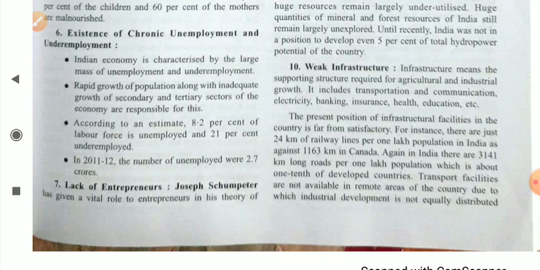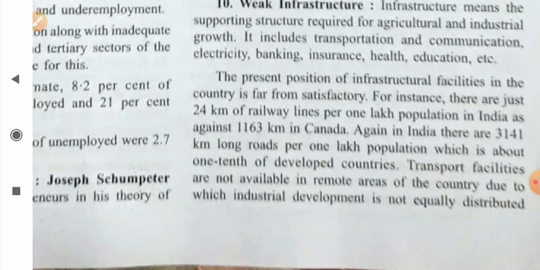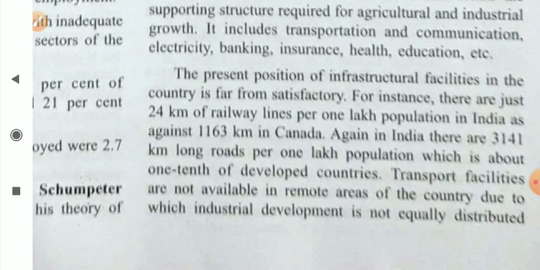Okay, now the present position of infrastructure facilities in the country is far from satisfactory. For instance, there are just 24 kilometers of railway lines per 1 lakh population in India. So you can imagine, for 1 lakh people there are 24 kilometers of railway line, against 1163 kilometers in Canada. If you talk about Canada, the railway length per 1 lakh population is 1163. In India, there are 3141 kilometers of road per 1 lakh population, which is about 1/10 of developed countries.